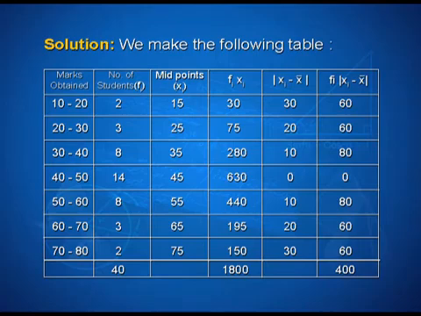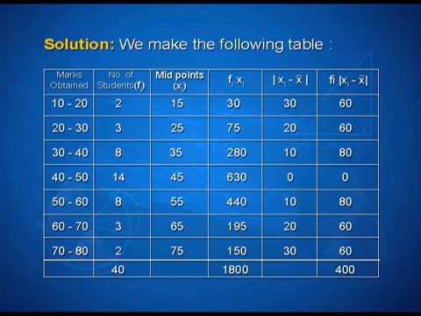Now we calculate absolute value of xi minus x bar, that is 30, 20, 10, 0, 10, 20 and 30. Then we find the product of fi and absolute value of xi minus x bar, that is 2 into 30 gives us 60, 3 into 20 gives us 60, 8 into 10 gives us 80, 14 into 0 is equal to 0, 8 into 10 is equal to 80, 3 into 20 is 60 and 2 into 30 is 60. On adding this, we find that the sum is 400.